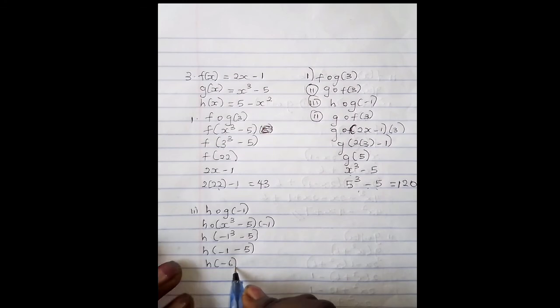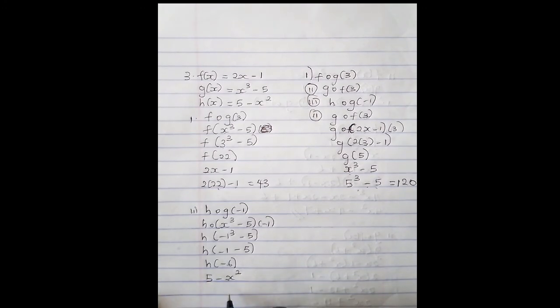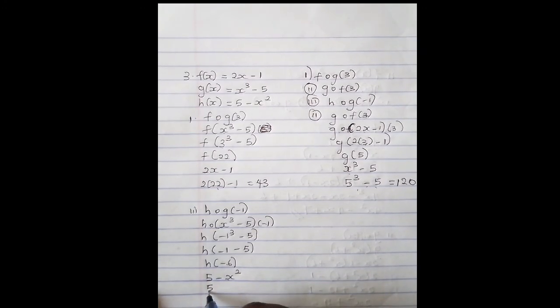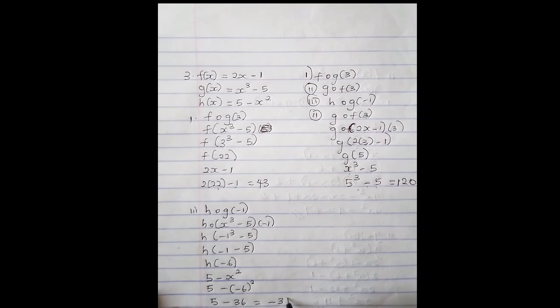So taking the function of h, which is 5 minus x squared. Now, wherever we see x, we put minus 6. So it becomes 5 minus minus 6 all squared. Minus 6 all squared is minus 6 times minus 6, which is 36. So 5 minus 36 is equal to, our answer is going to be in a negative form. So it's going to be minus 31.